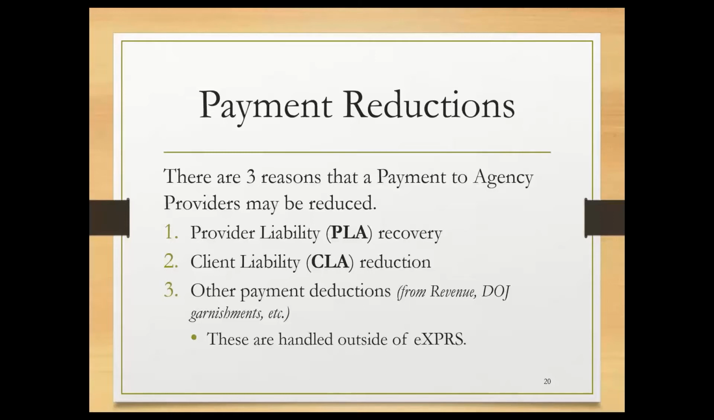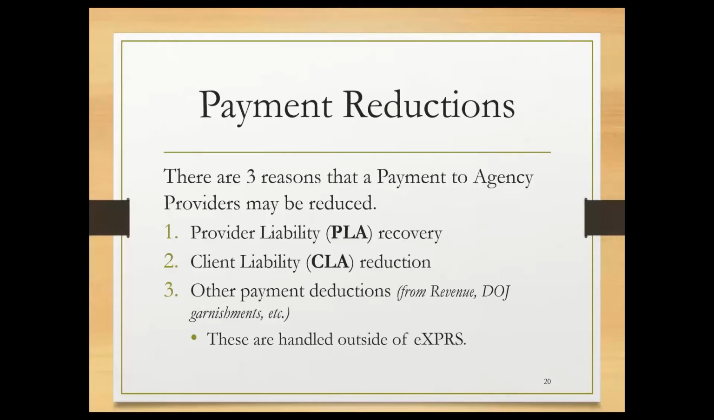There may be other payment deductions that are removed from your payments. Perhaps you have a lien through revenue, or there's a Department of Justice garnishment of some sort that may ultimately reduce your payment once it leaves eXPRS and goes through the Treasury or Revenue Department. Unfortunately, those payment reductions are handled outside of eXPRS. And since eXPRS did not generate or handle that payment reduction, there's no information in eXPRS as to why that was taken out of your payment.